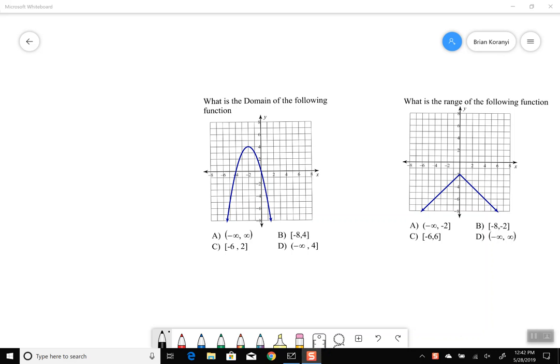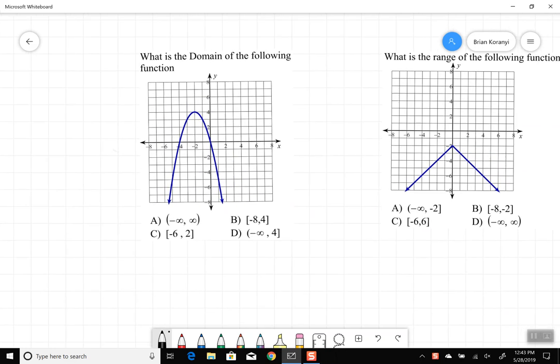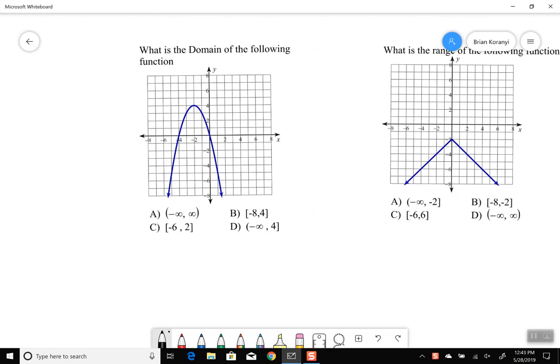Alright, this video will cover the first 4 pages of the final review, so we're going to go and get started. First question says, what is the domain of the following function? You have to remember that domain is talking about all possible inputs for your x values. So what x's can you plug in and still get something?